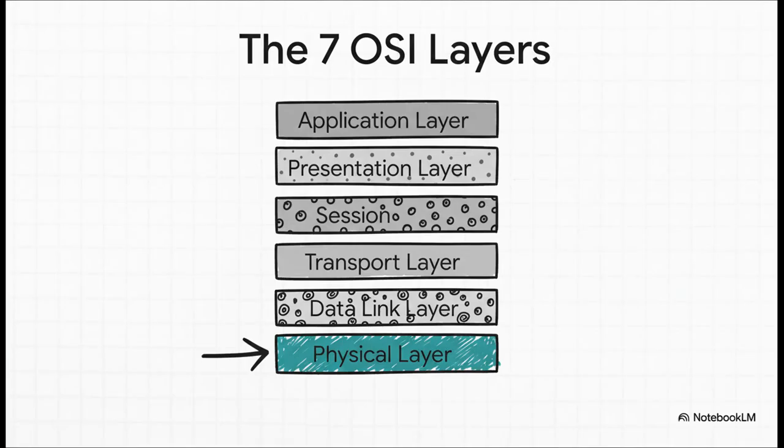Now, to make sense of this super complex world of network communication, engineers came up with a kind of roadmap. It's called the OSI model. It's basically a 7-layer framework that breaks down the whole process into manageable chunks. And we're going to start our journey at the very, very bottom, layer 1, the physical layer.